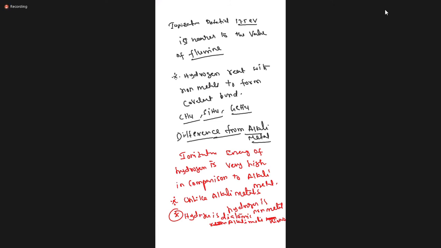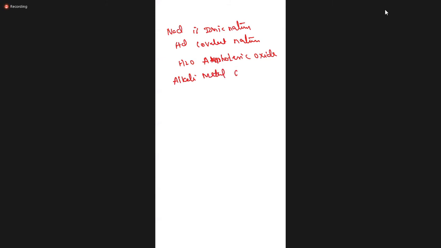That's fine. Please listen. NaCl is ionic in nature, while HCl is covalent in nature. Understood? H2O is an amphoteric oxide, while alkali metal oxides are basic in nature. This is the difference of the hydrogen atom from the alkali metals.